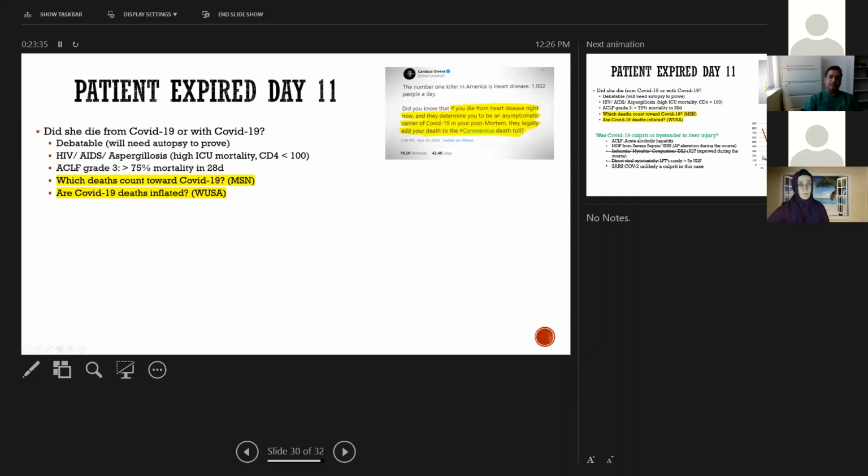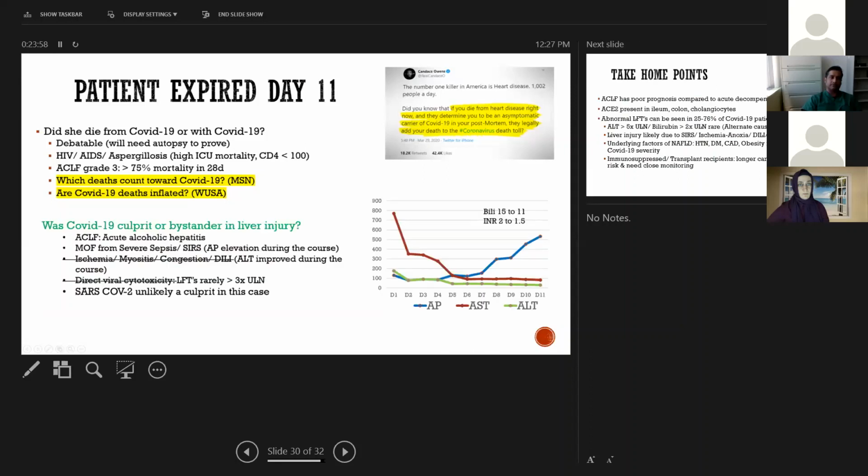So again, there are these interesting headlines from various newspapers on which deaths count towards COVID-19. Are COVID-19 deaths inflated? So again, if a patient dies of heart disease, for example, and he was found to be an asymptomatic carrier of COVID-19, the medical examiner can legally associate the death with the COVID-19 death toll.